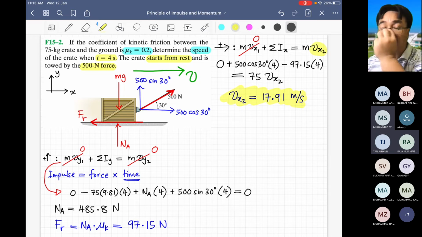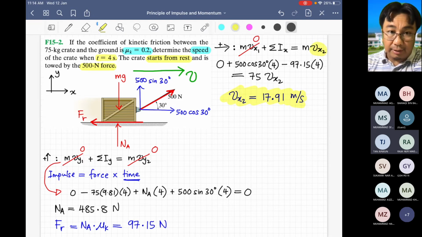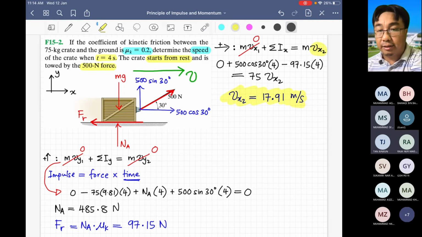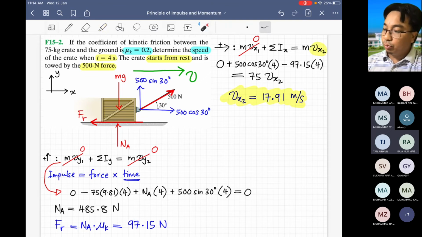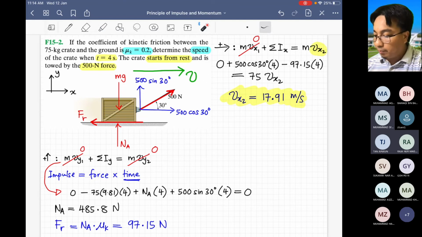So basically dia sama sahaja dengan work and energy. Cuma dalam work and energy kita calculate kinetic energy yang pertama, kita calculate kinetic energy yang kedua, dan kita calculate work done. Lepas tu kita combine semua tu dalam principle of work and energy. Untuk impulse and momentum ataupun linear impulse and momentum, kali ini kita kena calculate based on axis. Kalau work and energy kita tak calculate based on axis sebab dia is already a scalar.